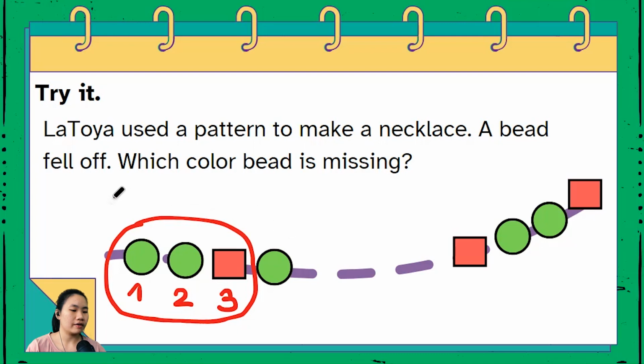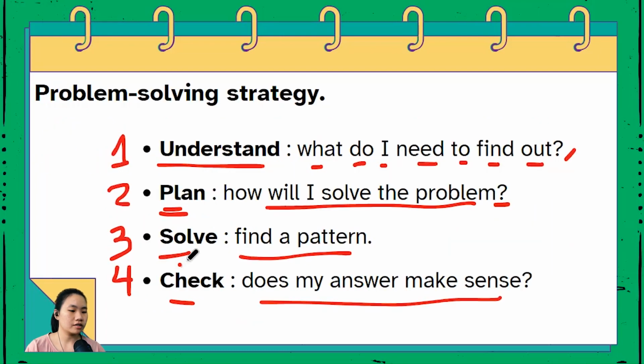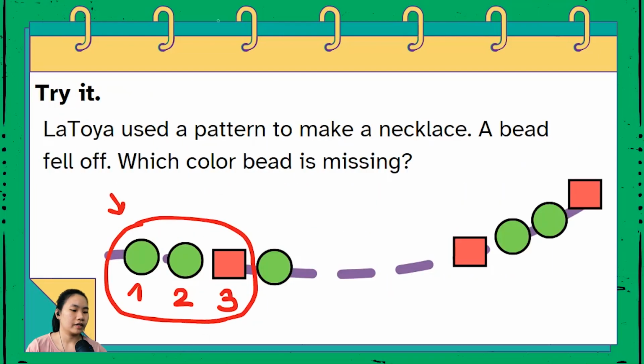Okay, so now that we have our pattern unit, let's move on to the next step of our problem-solving strategy. Number 3, solve. Find the pattern. Since we already have the pattern unit right over here, let's move on to solving it. Circle, number 1. Circle again, number 2. And number 3 is the square. That's it. That is our bead right there.